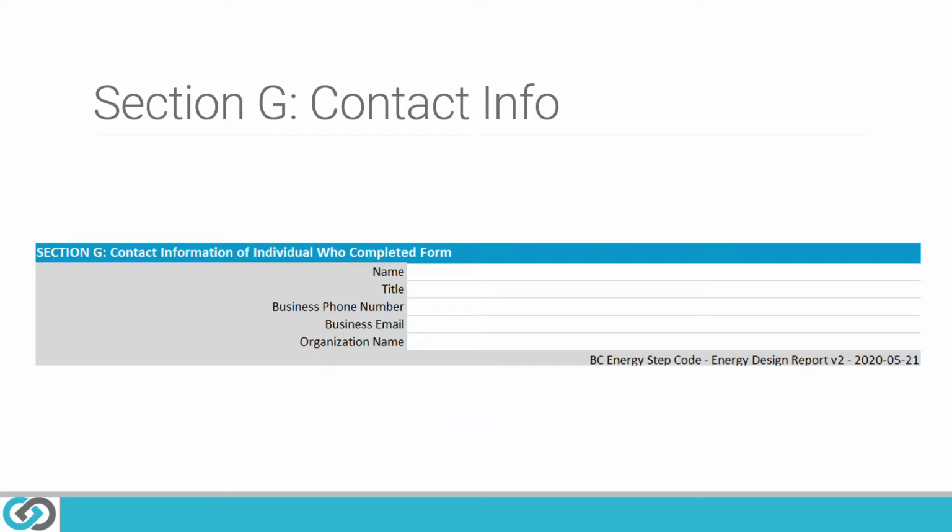The last section is section G for contact info, and it's pretty straightforward. Name, title, phone number, email, and organization. We touched on this earlier, but when the steering committee was reviewing this form, there was a lot of discussion about this, and it was agreed upon that it really should be the person completing the form who puts their name in here. So that may not necessarily be the modeler. It absolutely could be, but it doesn't have to be.